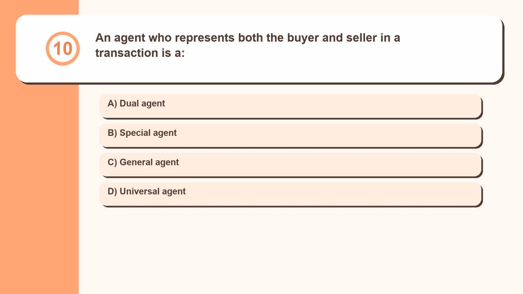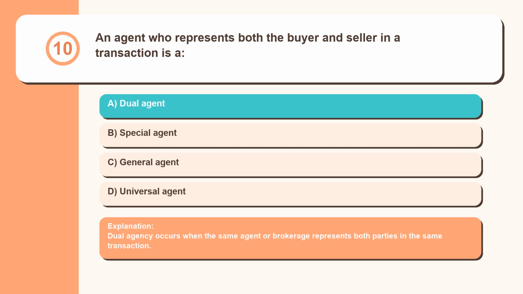Question 10. An agent who represents both the buyer and seller in a transaction is a dual agent, special agent, general agent, universal agent. Dual agency occurs when the same agent or brokerage represents both parties in the same transaction.